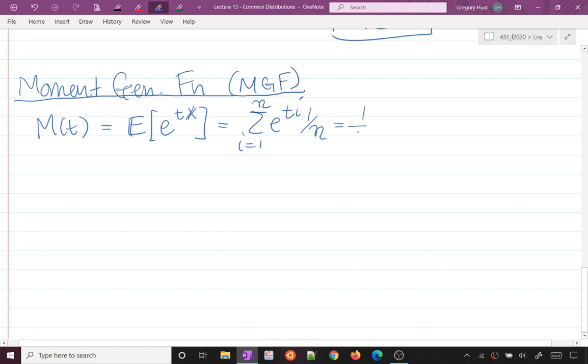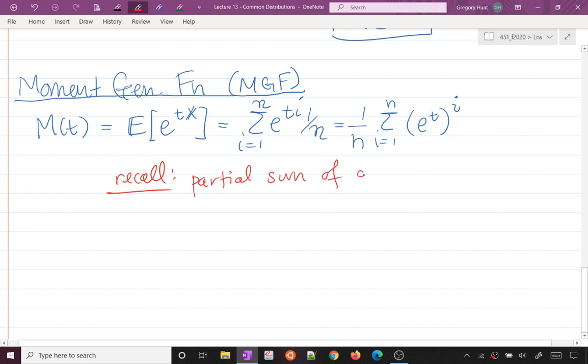And so I can factor out my 1 over n, and I'm left with the sum i goes 1 to n. And I'm going to write this as e to the t, to the i. Okay, that's an okay thing to do by rules of algebra. And then we just need to simplify this a little bit more. We need to recall what the partial sum of a geometric series is. So call back all the way to Calc 2.